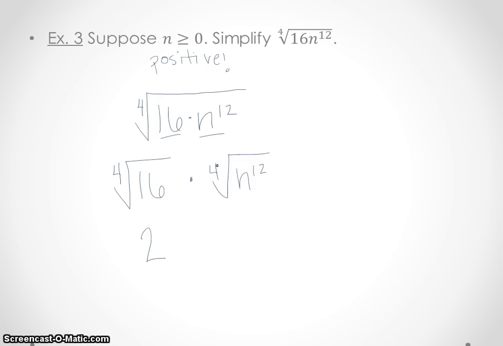And then if I take the 4th root of n to the 12th, let's rewrite that in power notation. So n to the 12th over 4 is what that would be. So 2 times this. Well, 12 divided by 4, we can totally do that. 12 divided by 4 is 3, so we actually have 2n to the 3rd power. And that reduces quite nicely.